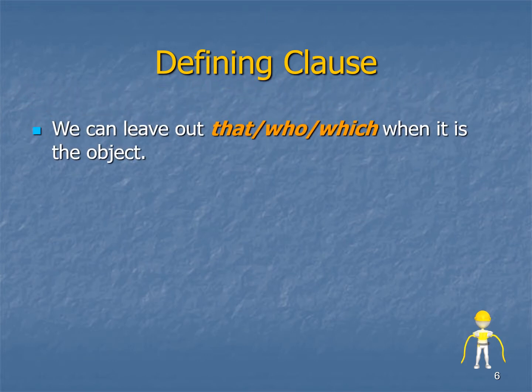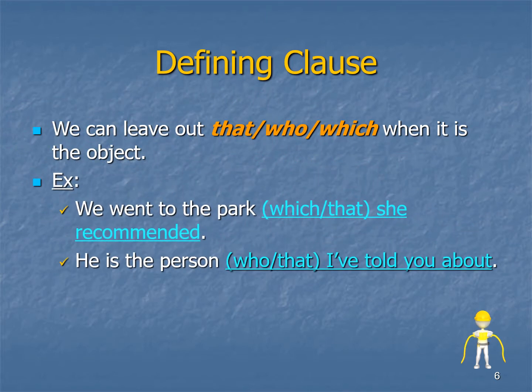We can leave out that, who, or which when it is the object of the clause. Example: we went to the park which or that she recommended. The word in brackets can be left out or deleted from the sentence. So here it can be deleted. We can say, we went to the park she recommended.